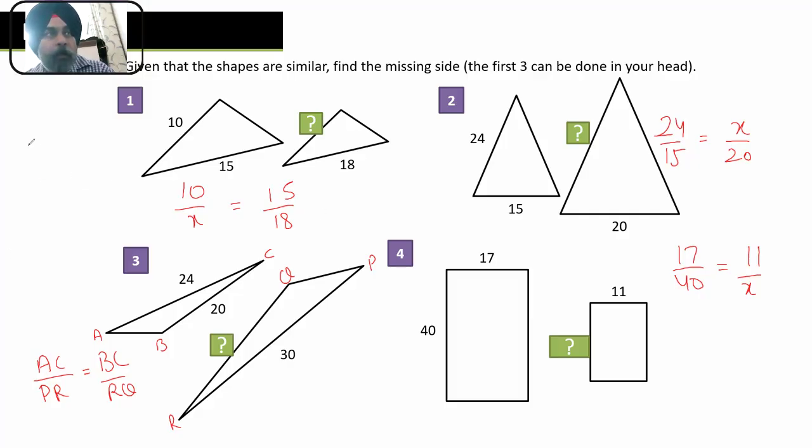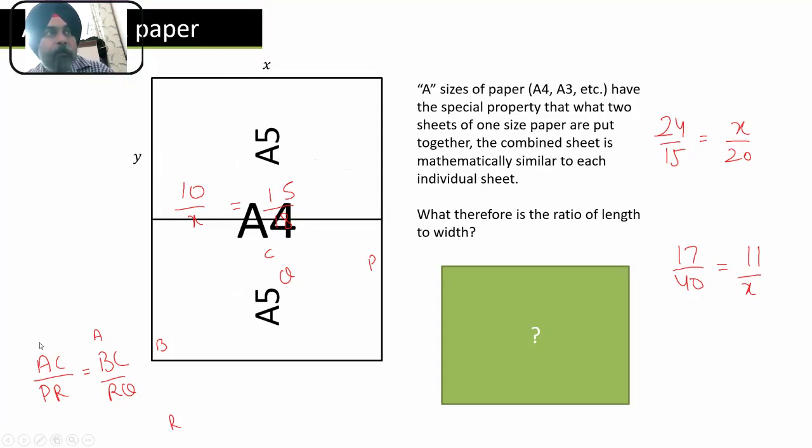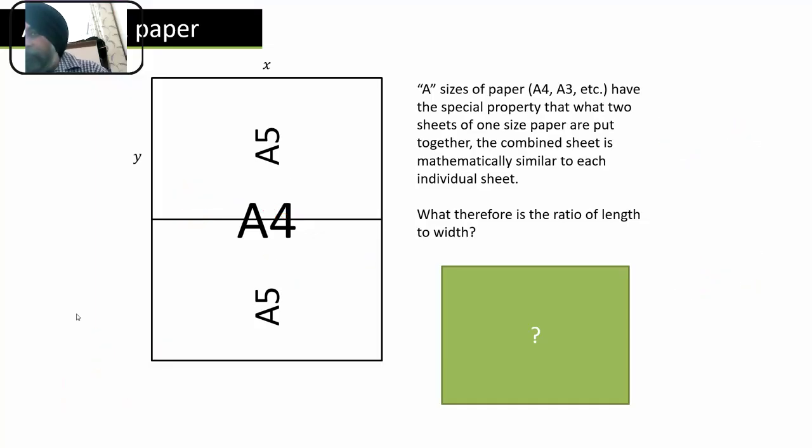Okay, let me introduce you to a very interesting fact. If you look at any one of these A4, A5, or A3 sheets, are they proportional to each other? And if they are proportional, then what is the proportionality constant for these ones?